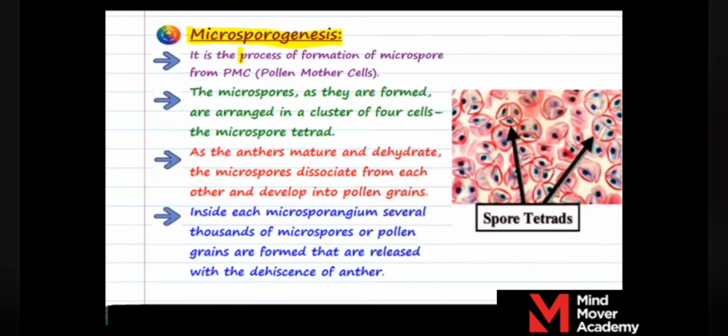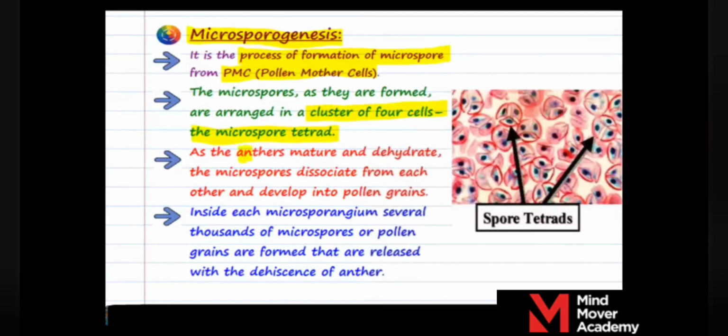It is the process of formation of microspores from PMC, that is pollen mother cells. So basically, the formation of microspores is known as microsporogenesis. The microspores, as they are formed, are arranged in a cluster of 4 cells, that is the microspore tetrad. So the microspores, when they are formed, arrange themselves in the form of a tetrad.